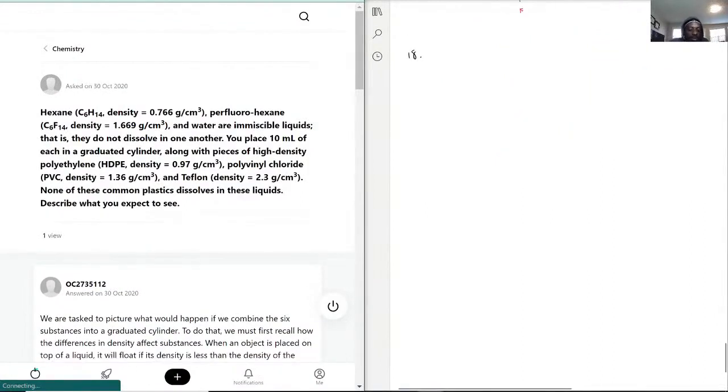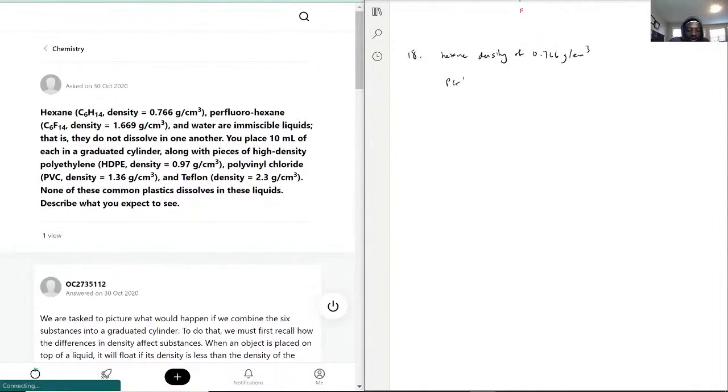So hexane has a density. Actually, I'm just gonna write it all out. So hexane, density of 0.766 grams per centimeter cubed.